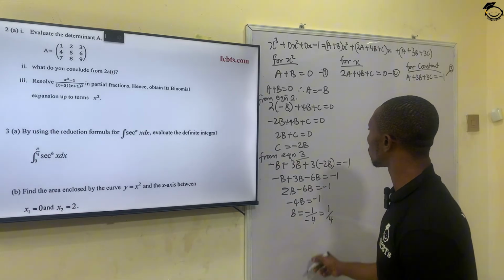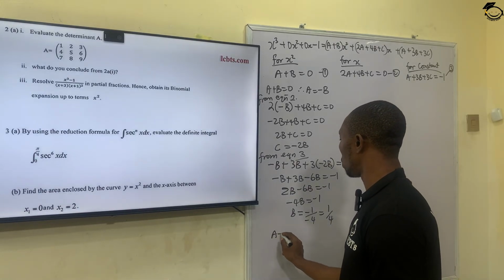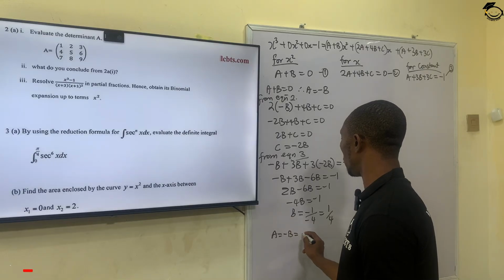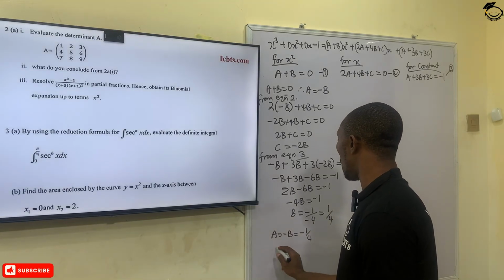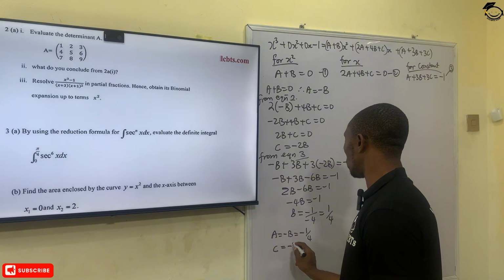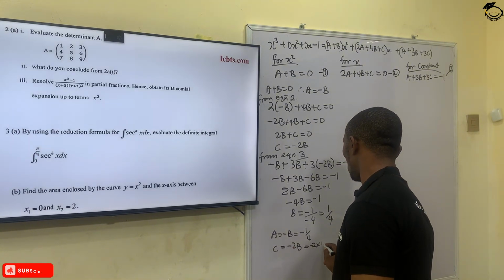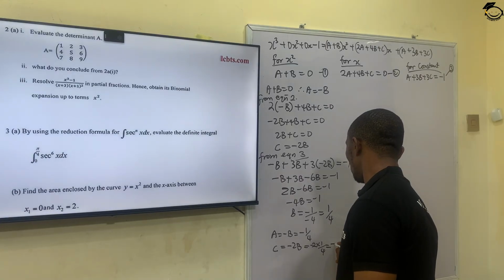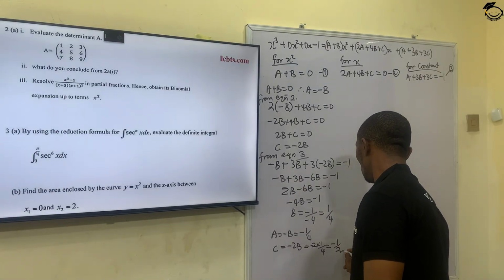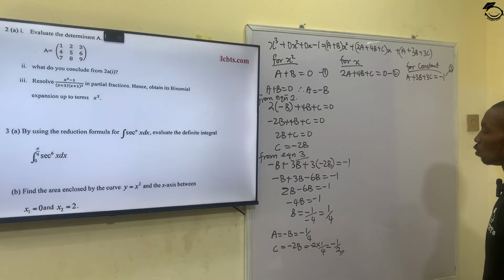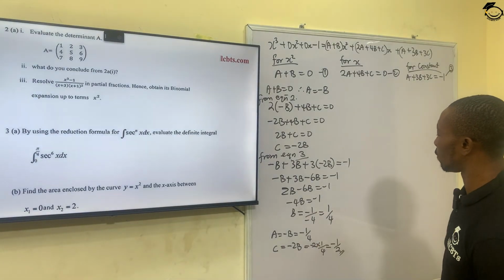So if our b is 1 over 4, we know that a, which is minus b, would be minus 1 over 4, and c, which is minus 2b, would be minus 2 times 1 over 4, which leaves us with minus 1 over 2. So our a, b, c will be minus 1 over 4.